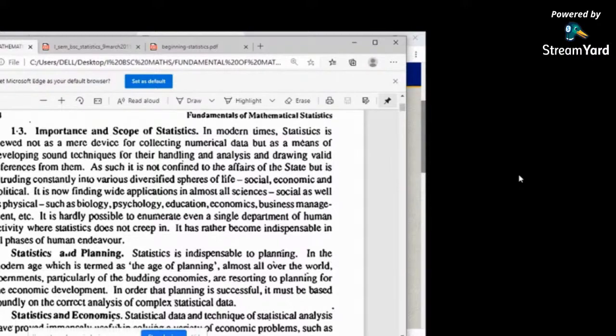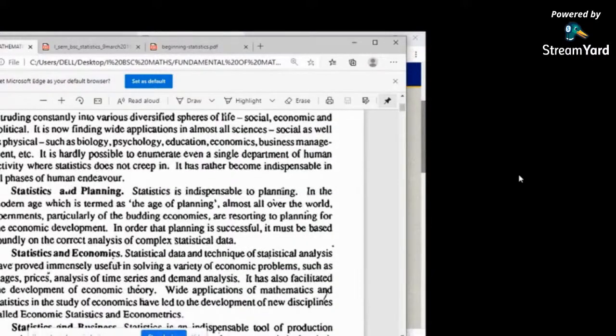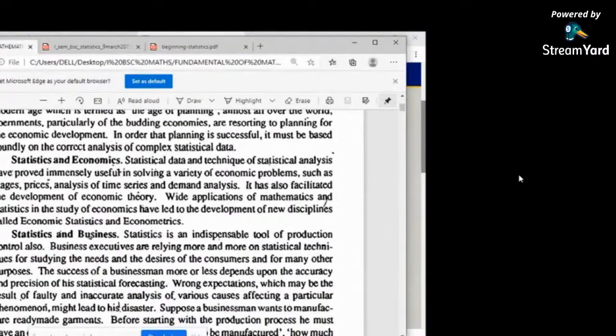Below you can see some relationship between statistics and economics. So what is the use of statistics in economics? Statistical data and techniques of statistical analysis have proved immensely useful in solving a variety of economic problems such as wages, prices, analysis of time series, demand analysis, etc. It has also facilitated the development of economic theory.